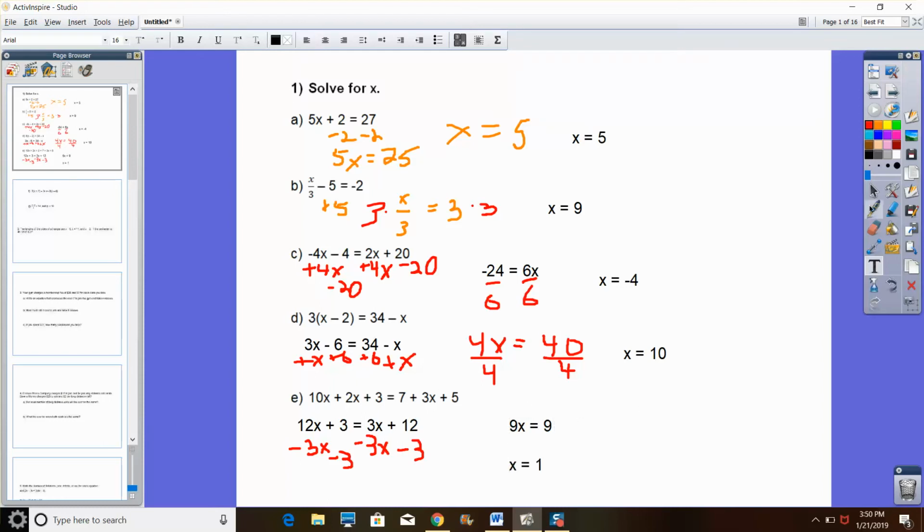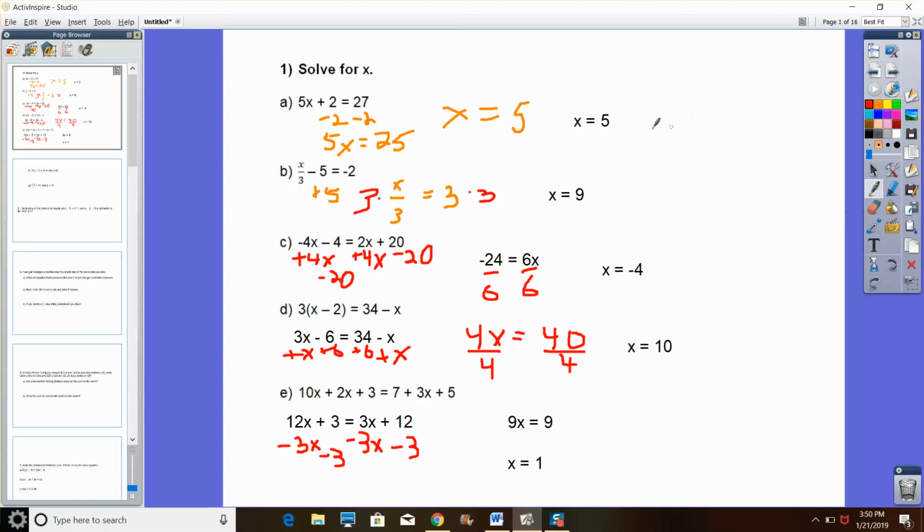So let's just check those solutions really quick and make sure that they work. If I plug in 5 here, 5 times 5 is 25, plus 2 is 27, so that's a good answer there. With x equaling 9 here, 9 divided by 3 would be 3, minus 5 would be negative 2, so that's right. With x equaling negative 4, negative 4 times negative 4 is positive 16 minus 4, so we would get 12 over here. On the right side, we have 2 times negative 4, which is negative 8, plus 20, which is also 12. So there we go, true statement there, so that's a good check mark.